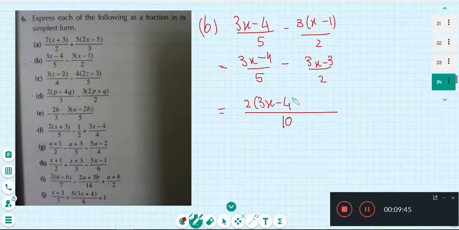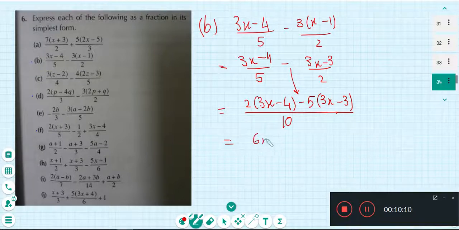This negative as it is. Now divide this LCM by 2. 10 divided by 2 gives you 5. So 5 will multiply by numerator. Simplifying it, 2 into 3 gives you 6x, 2 into minus 4 is minus 8. Similarly, minus 5 into 3x gives you 15x, minus into minus plus, 5 3s are 15.